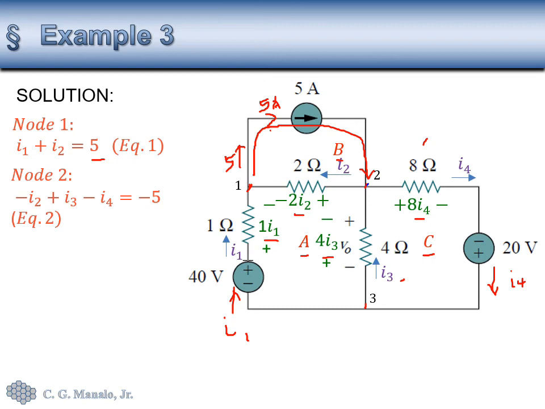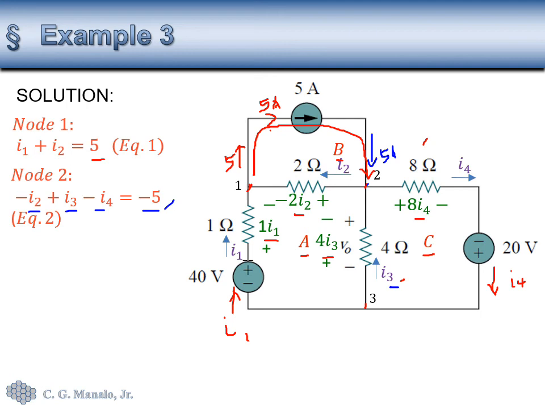Then for node 2, you can also formulate the equation. The current entering is I3, so we have it positive there. I2 is leaving, so we have negative I2, and I4 is also leaving, so negative. Also, 5 amperes is entering node 2, so it has to be plus 5. Then we transfer that to the other side of the equation, and that becomes negative 5. So that is our equation 2.